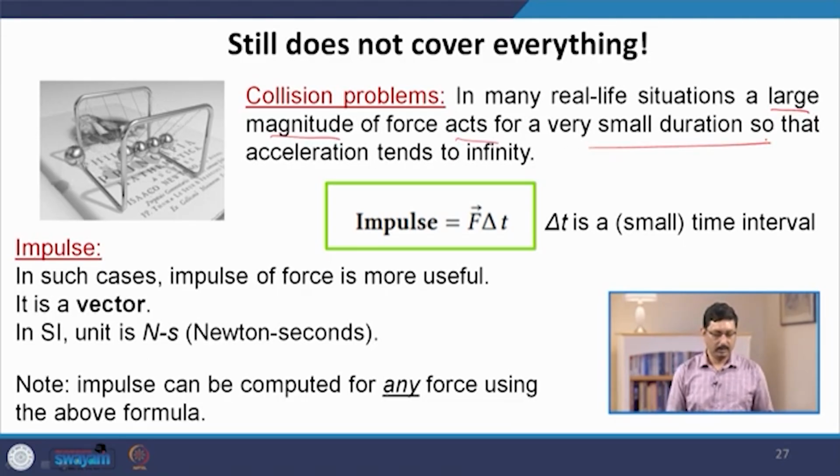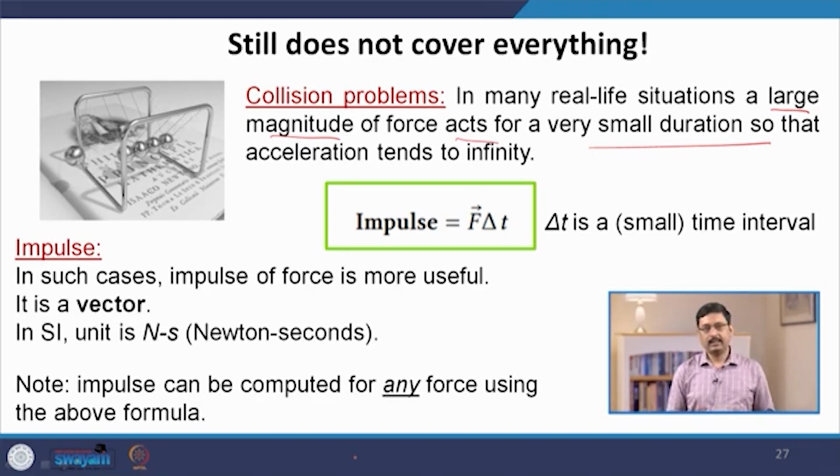This on the left hand side is an example. This is a famous experiment or toy called Newton's cradle. The ball on the extreme end is hitting one of the middle balls, and as a result one of the balls is moving out on the other side. This is an example of a collision.